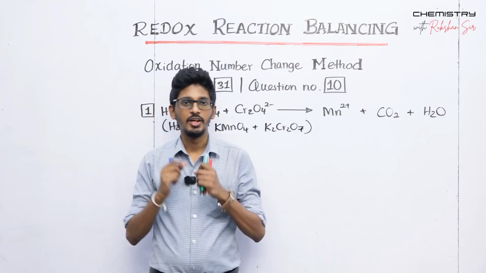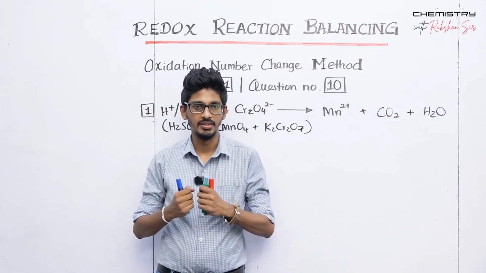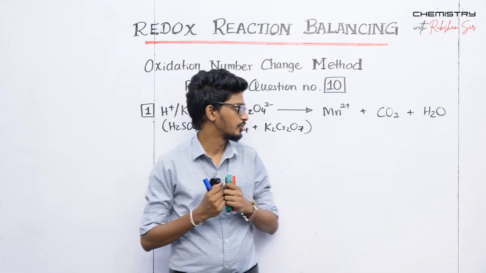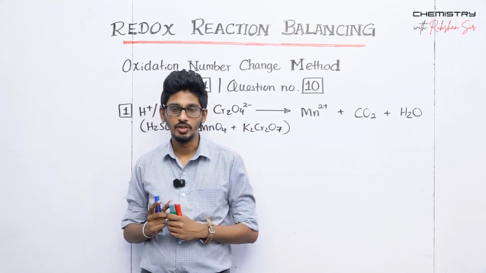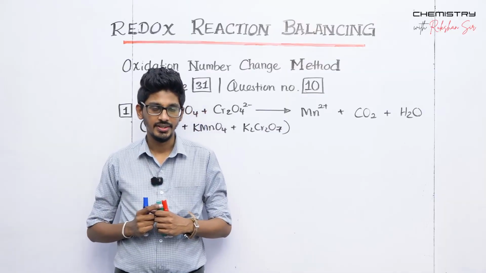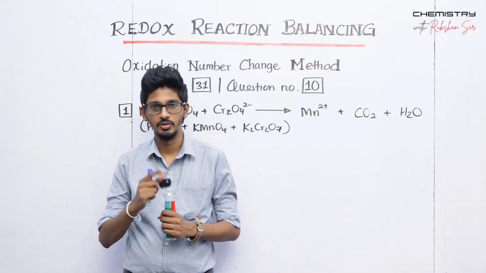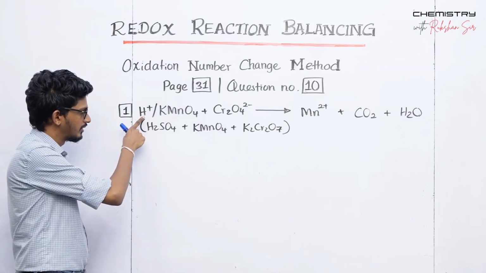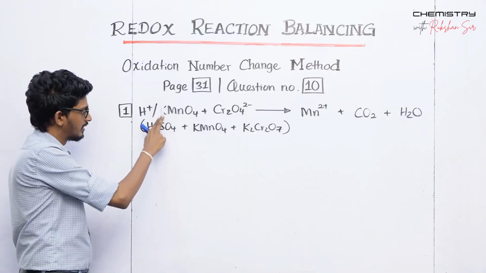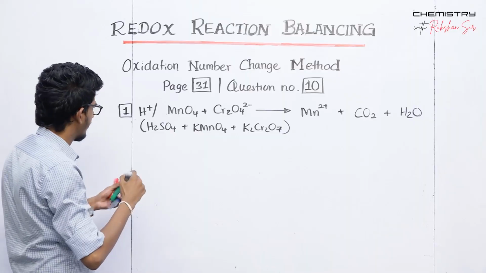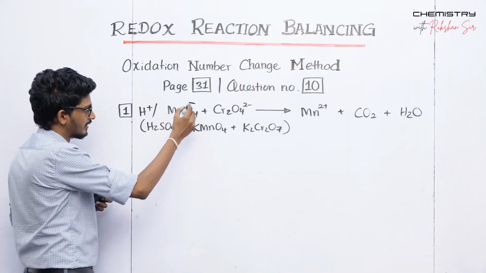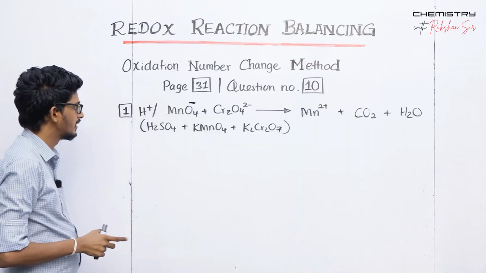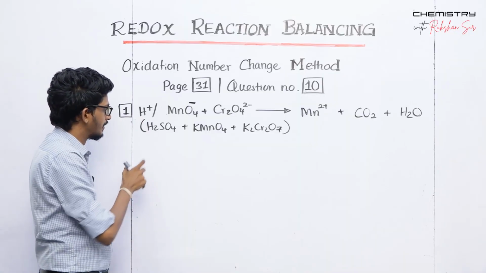Let's try to solve this question which is appearing at page number 31, question number 10. We are supposed to solve this one with the use of the direct method, the oxidation number change method. Here the reaction is in acidic medium. So basically you are adding the MnO4 minus ions and the oxalate ions to come up with Mn2 plus, CO2 and H2O.